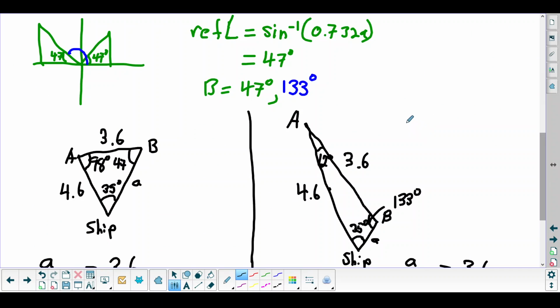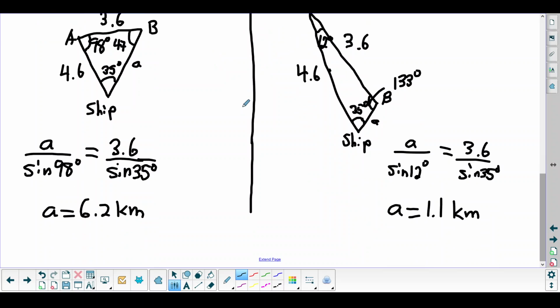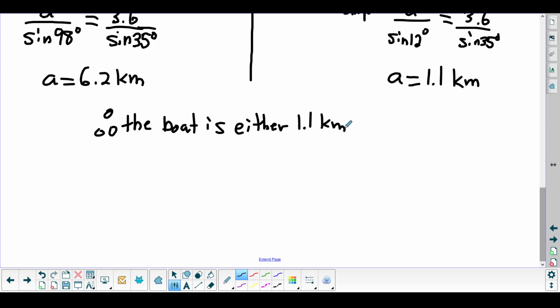So if we wanted to know where that boat is, it can't be at both spots at once, then we would need additional information. Okay, and that's what this word ambiguous means. Ambiguous just kind of means unclear. It's not perfectly discernible. So we can't know exactly which one is correct, so we have to find both answers. And lastly, we're going to just write a conclusion. So it's therefore, the boat is either 1.1 kilometers or 6.2 kilometers away.